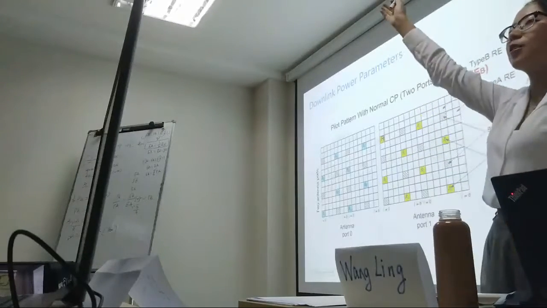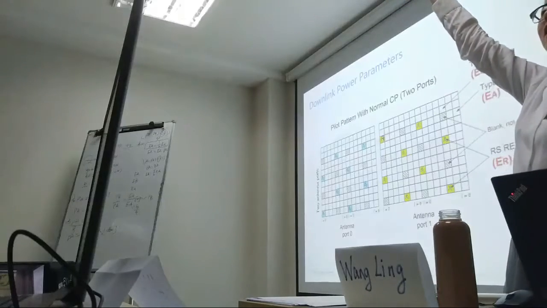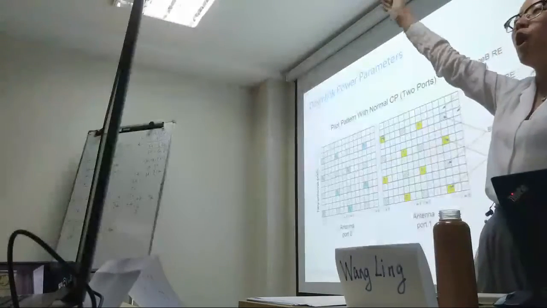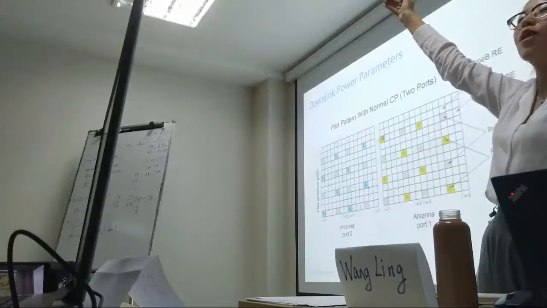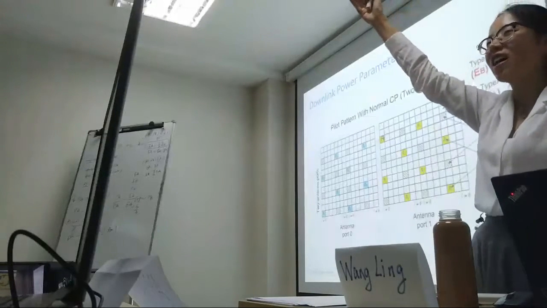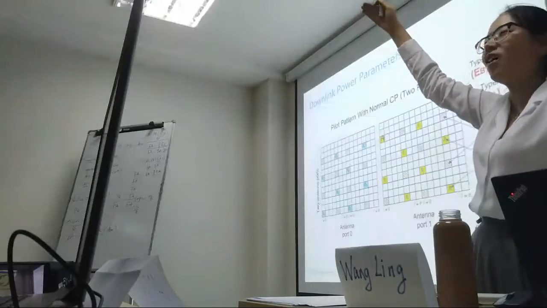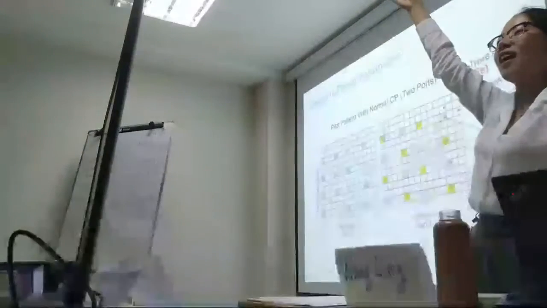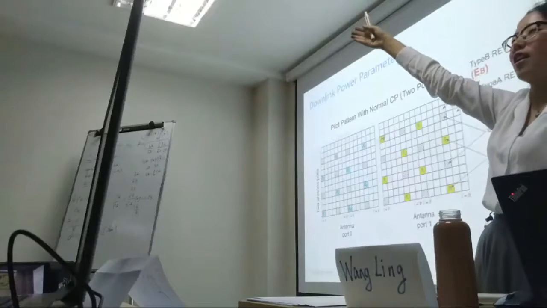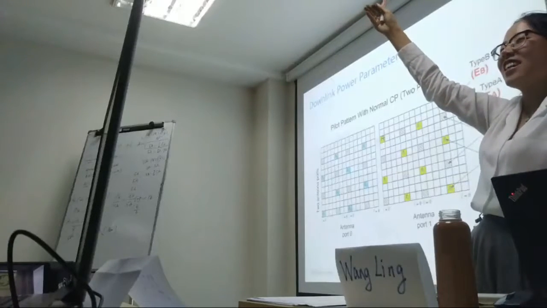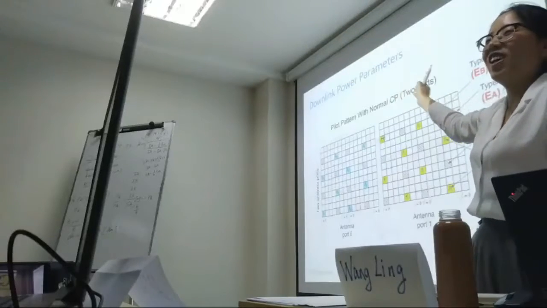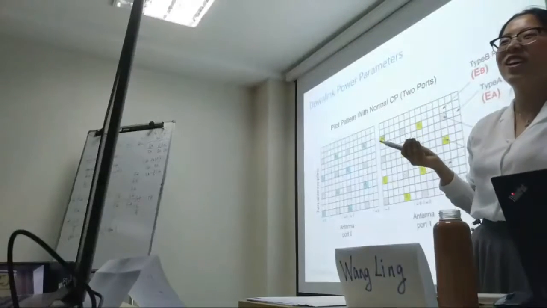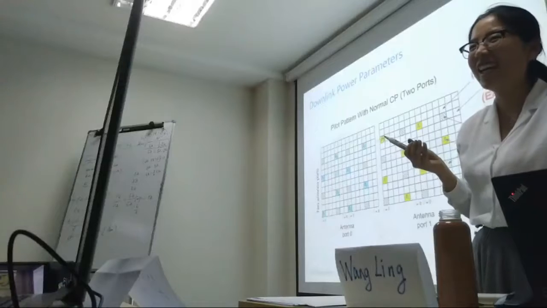Who selected ER? Okay, 3 people. Who selected EB? No people. One EB. Okay, the rest is EA or don't know. Who selected EA? Okay, 1, 2, 3. The EA is equal to ER, or others don't know. Cannot calculate.